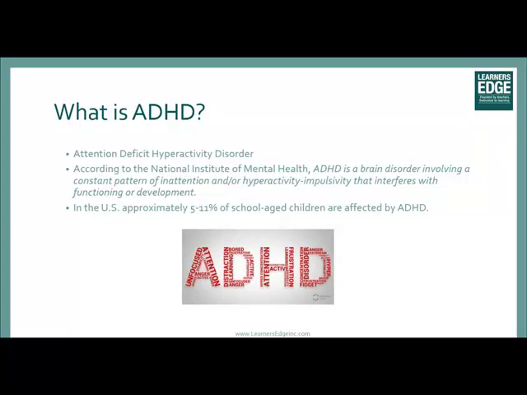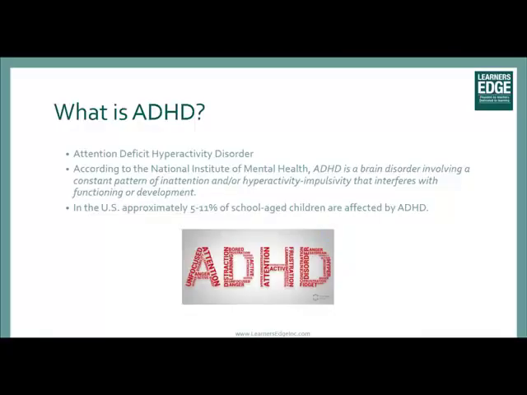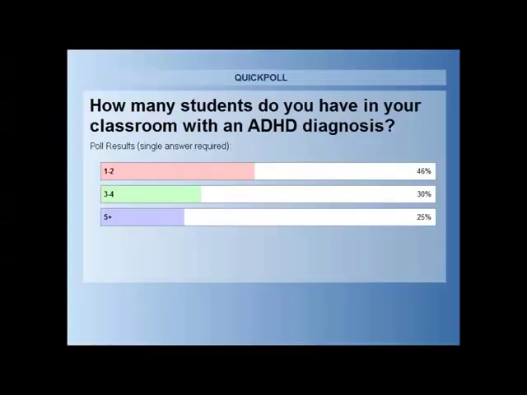This brings us to our first poll. Looks like it came up on your screen. So the first question is, how many students do you have in your classroom with an ADHD diagnosis? And we'll give you some time to select. You can see on your screen you have the choice of 1 to 2, 3 to 4, or 5 or more that have an ADHD diagnosis. So we'll give you a few moments here to respond to the poll. And then once the poll has been closed, we will talk about what we see. And this is an official diagnosis.